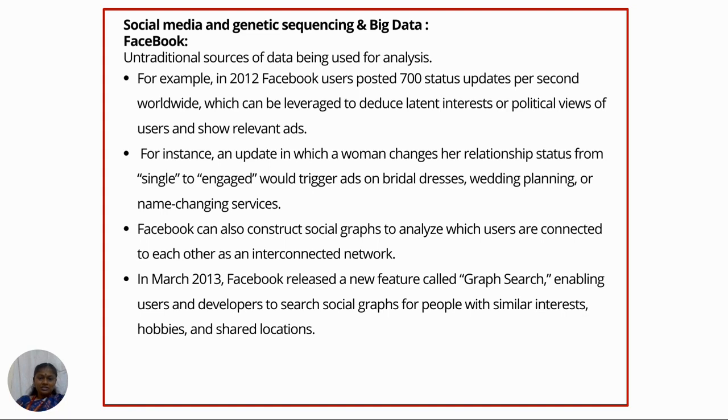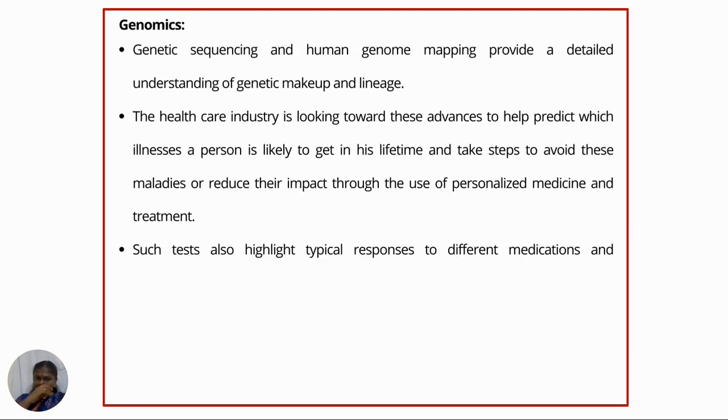of graph search. In graph search, the user can pin their interests, like similar interests or hobbies, or they can share a place, or the location they want to mention.